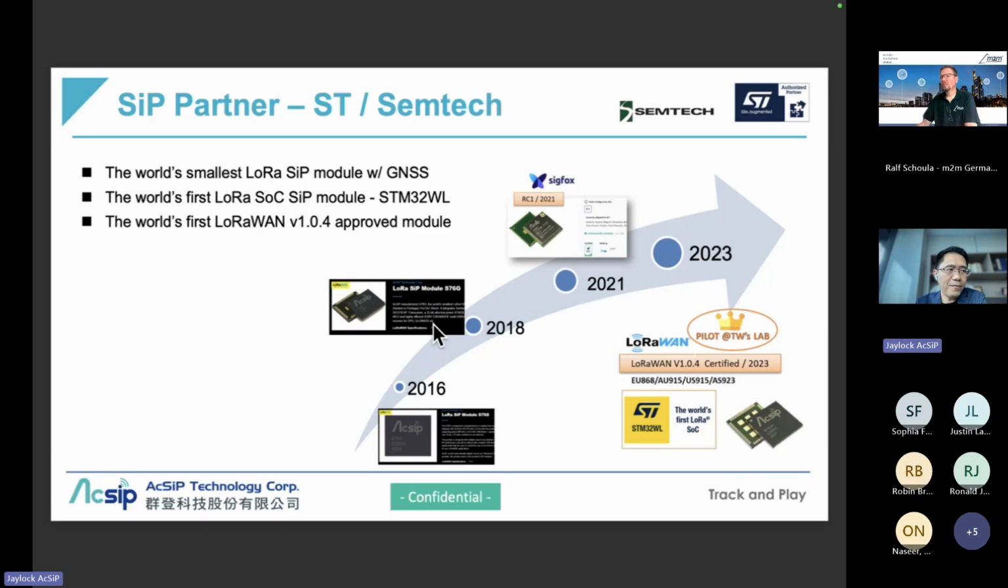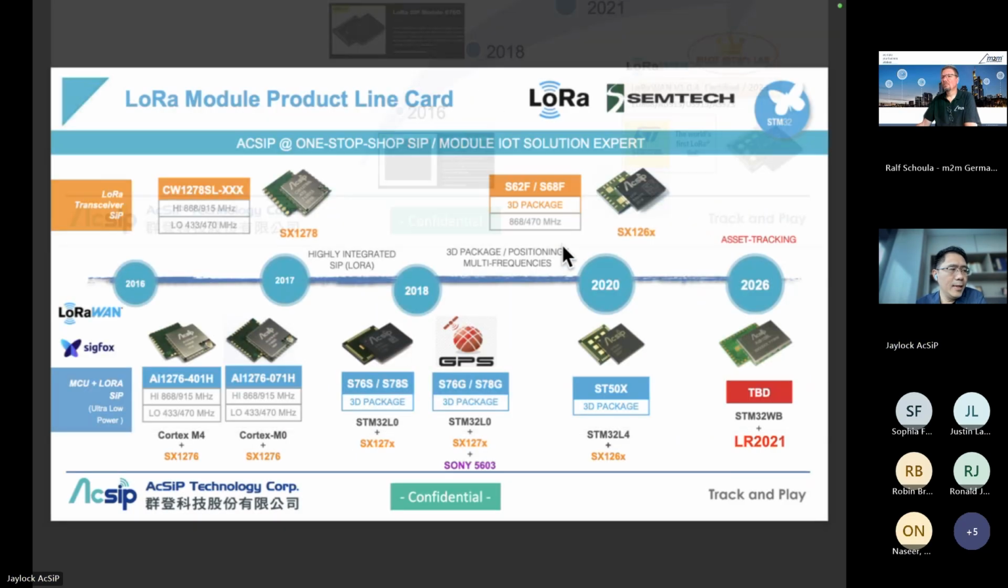So working with ST and Semtech, we were able to make the world's smallest LoRa SiP module with GPS back in 2021, and then way before STM has their SoC, the full SoC. We were the only company working with ST to make the whole LoRa module in one package. And then we were also the first company getting the LoRaWAN 1.0.4 standard approved. So this is our product line card.